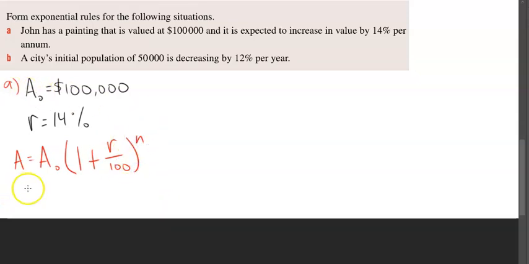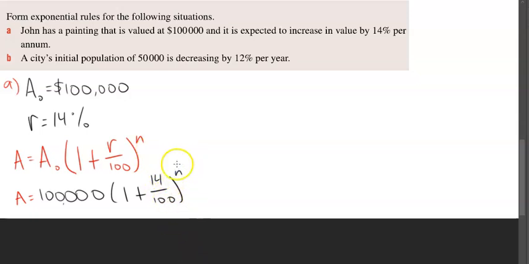Now, what we do know is what A0 is, the initial amount. And we also know what our rate is, which is 14 over 100. But what isn't given to us is our n value, how many years. The reason why is because we're just coming up with a rule. So this rule says, this is the formula to determine what the value of this painting will be after n amount of years, or n amount of time frames.